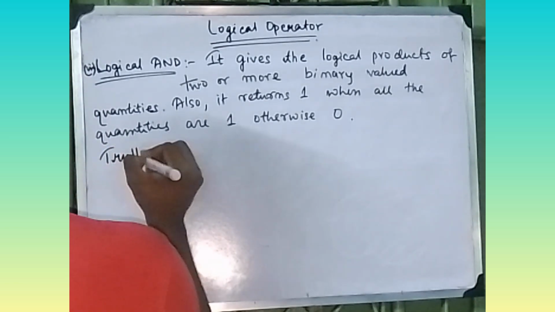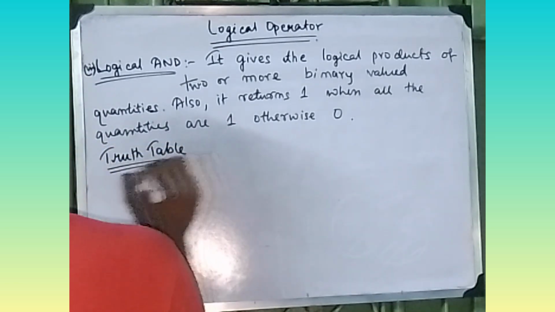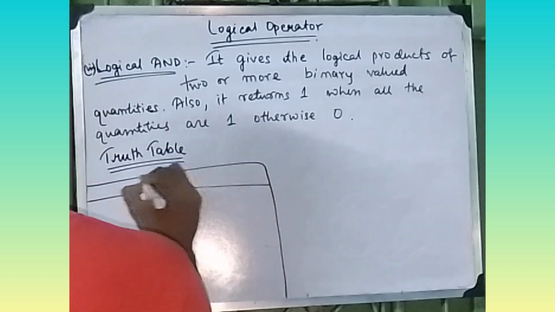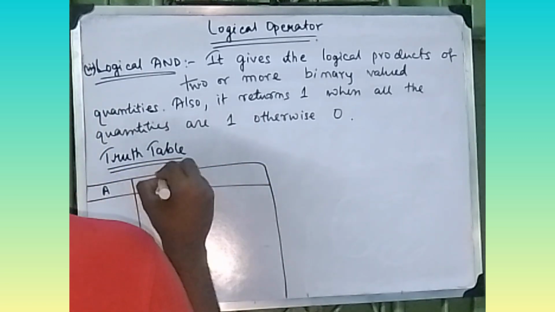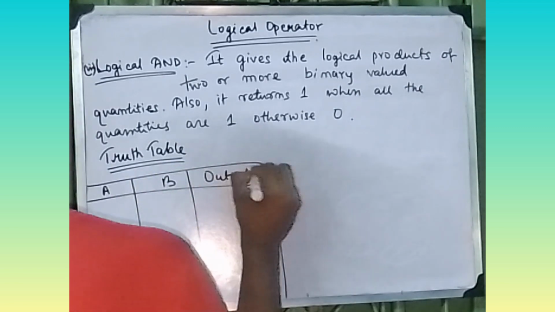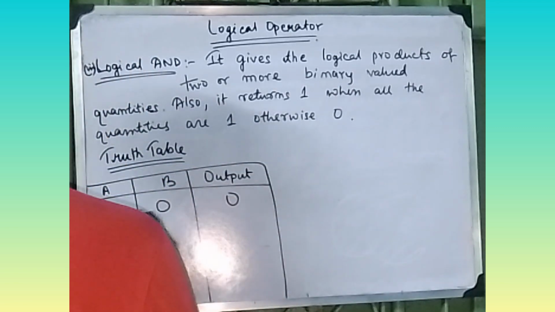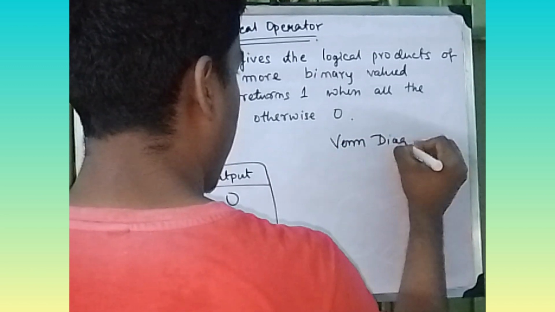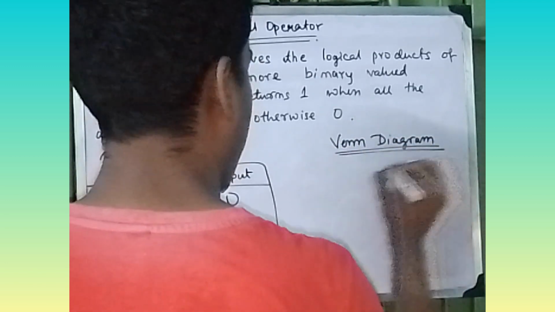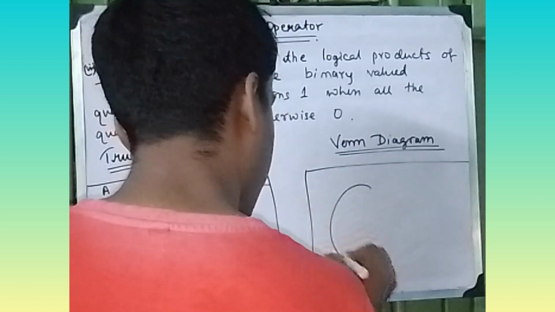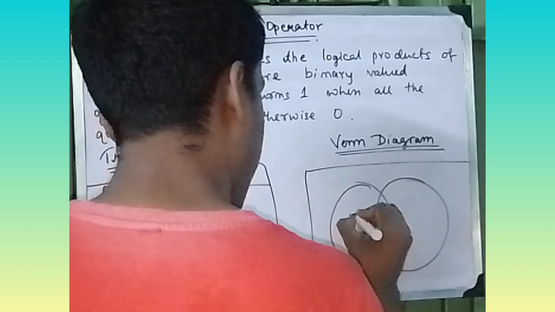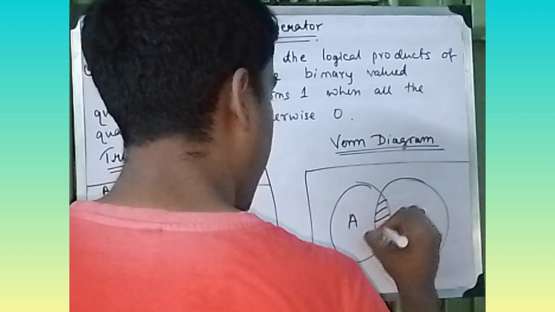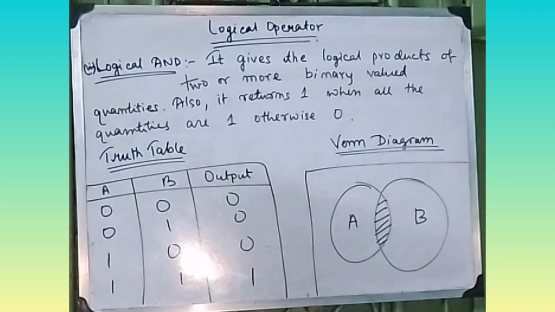To understand this more carefully, we would represent this by using a truth table, where we would draw three columns, namely A, B and output, where A B values will be 0 0 0, 0 1 0, 1 0 0 and 1 1 1. Let's draw the Venn diagram of this particular logic gate, where A and B are two sets of this diagram, and the highlighted portion represents this particular logic gate.